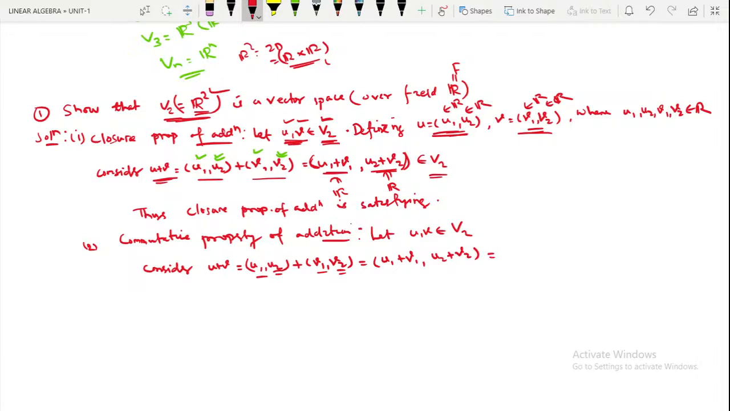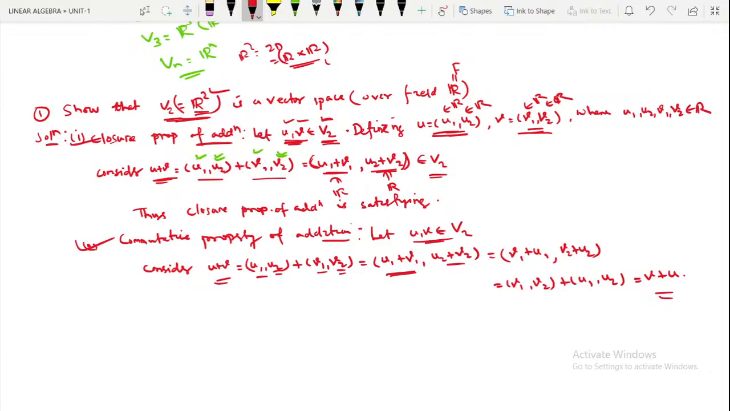Okay, so I can write this as (v1 plus u1, because u1 plus v1 is the same as v1 plus u1, then v2 plus u2, because u2 plus v2 is the same as v2 plus u2). I can write this as (v1, v2) plus (u1, u2), which is your v plus u. So u plus v is your v plus u, where u and v are arbitrary elements of V2. So this property is also satisfied.